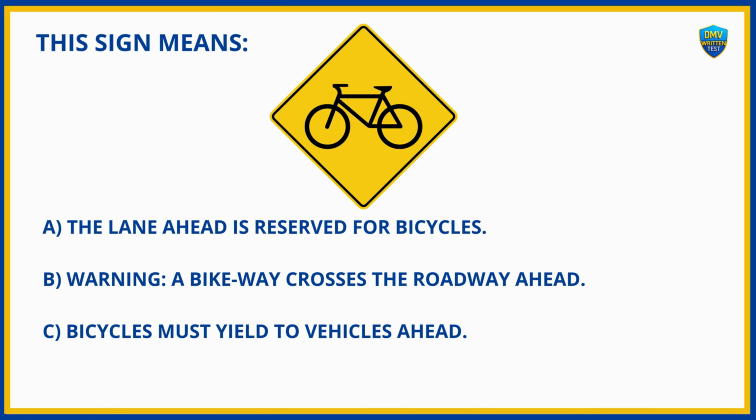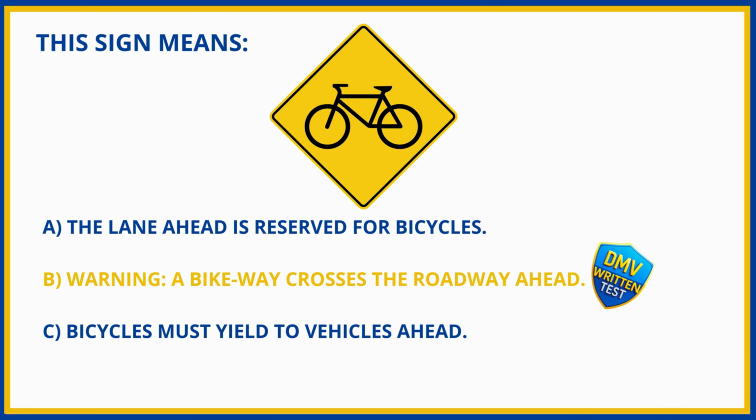This sign means A. The lane ahead is reserved for bicycles. B. Warning, a bikeway crosses the roadway ahead. C. Bicycles must yield to vehicles ahead. And the answer is B. Warning, a bikeway crosses the roadway ahead.